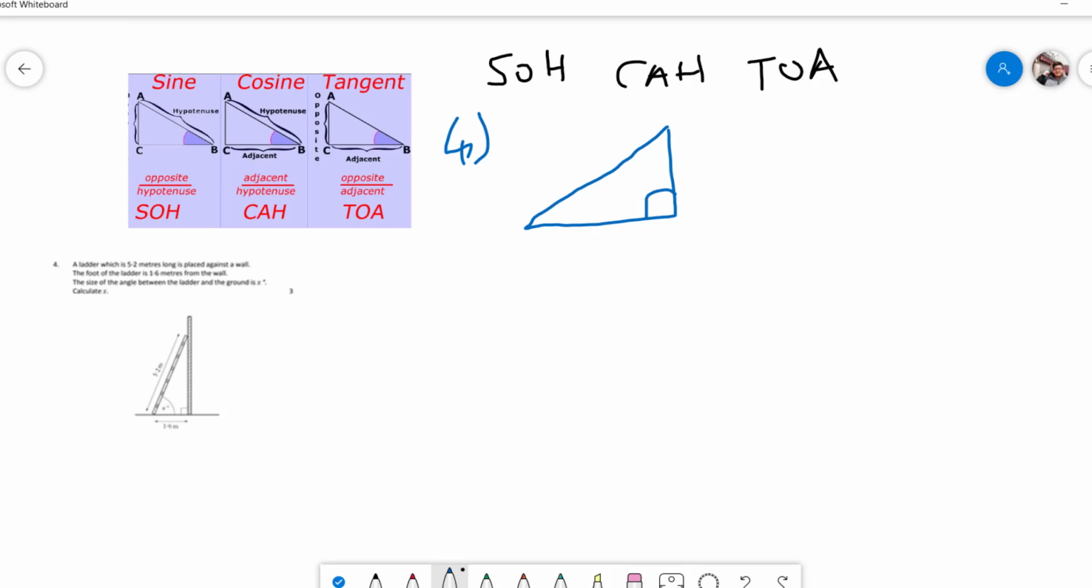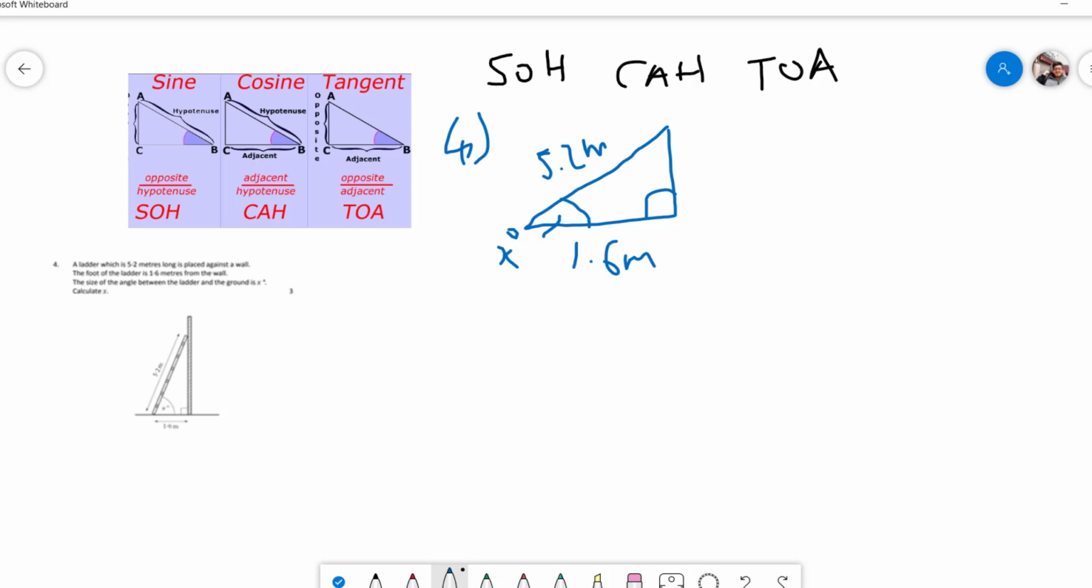That's the right angle there. We know that that's 1.6 meters. We know that's 5.2 meters. We know that that's x degrees. We want to find that angle. So this is a bit different to the questions we've been looking at, because in other questions we've been finding the length of a side or the height. In this case, we're trying to find the angle.